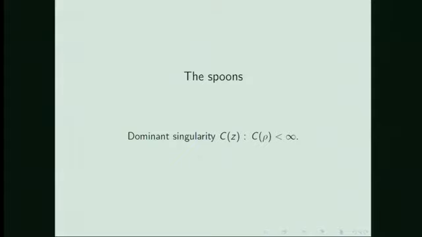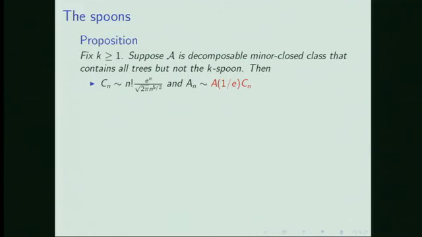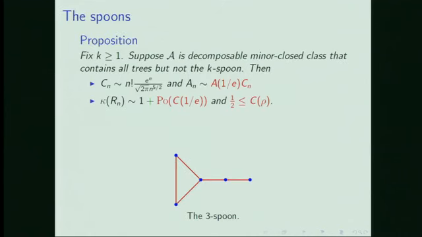So first of all, there are some classes of graphs where we still have the same type of behavior that we had in the 2 connected case. We're still going to converge at the dominant singularity. And it's the following. Suppose we have a decomposable minor closed class of graphs, and all trees are in it. But we exclude, for some reason, the k-spoon for fixed k. K is an integer, and the k-spoon is just this graph. It's the triangle, and you put on this handle, and you increase the handle.